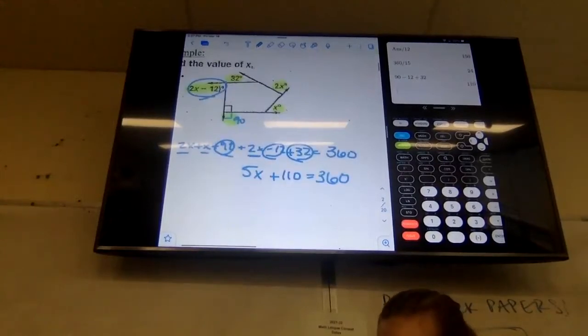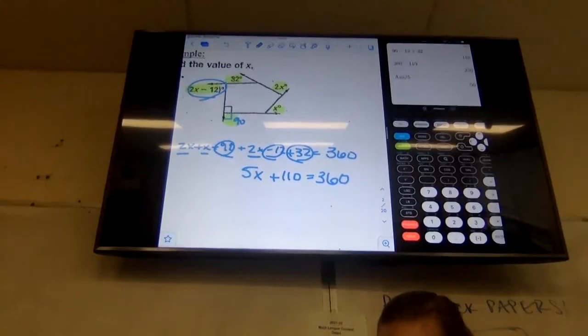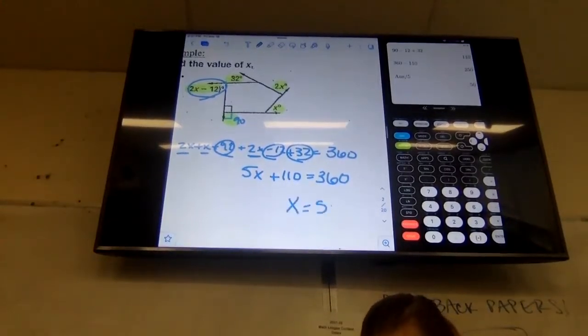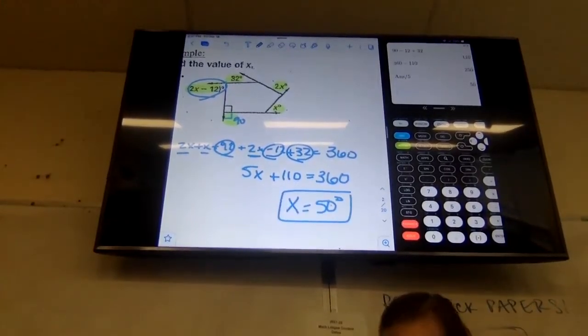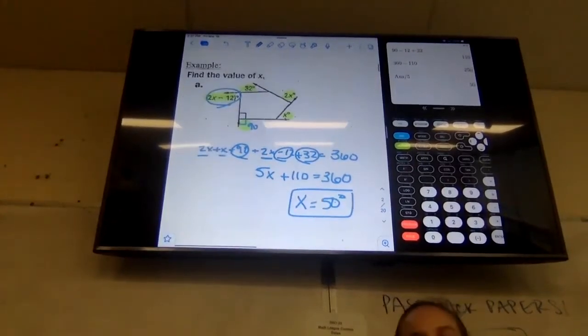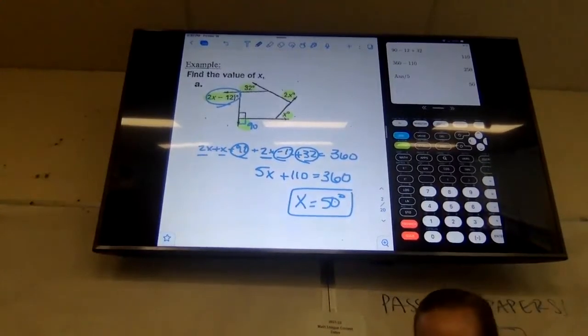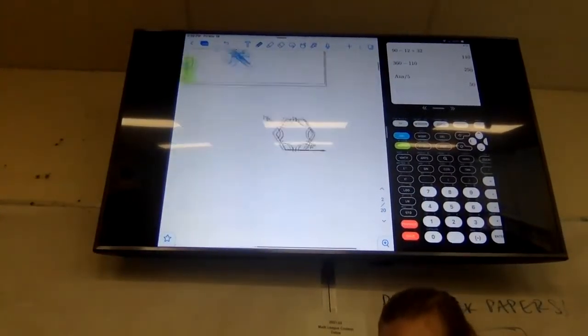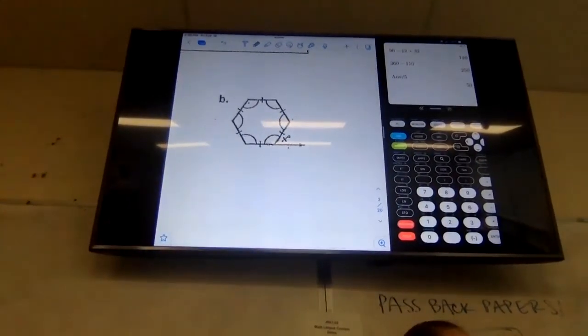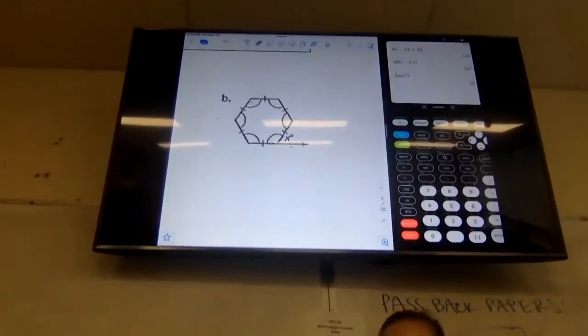Minus 110 from both sides, divide by 5. 50. All right, any questions yet? All right, let's come over here. Let's solve this one. What's going on here?